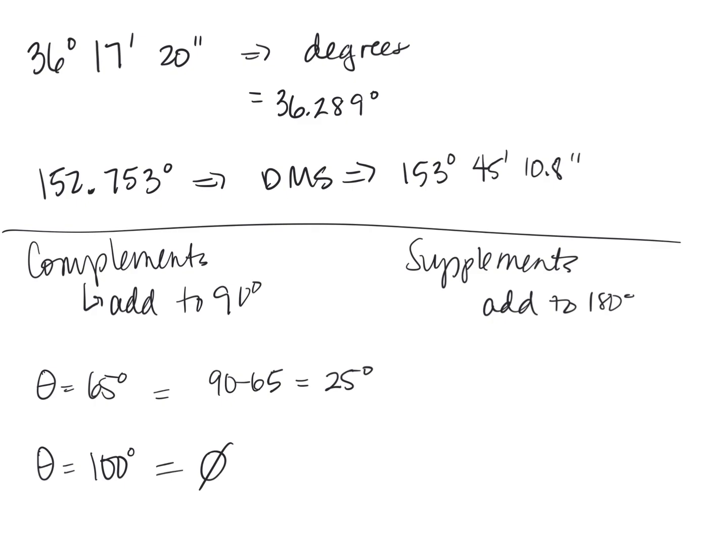Supplements add up to 180. So if I gave you the angle 120 to find your supplement, I would do 180 minus 120. So its supplement would be 60. Easy enough? But if the angle was like 215, would it have a supplement? Nope, it's already too big. Easy enough? That's really all this one is. 5.1a.